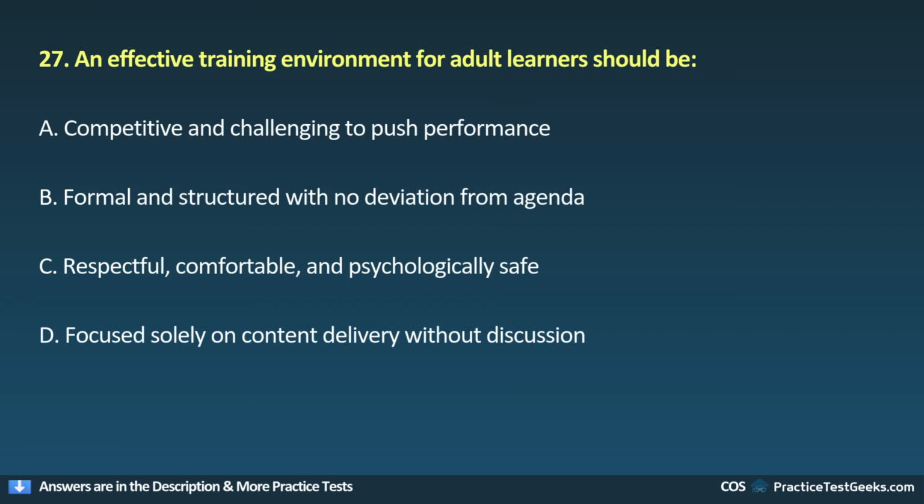27. An effective training environment for adult learners should be A. Competitive and challenging to push performance. B. Formal and structured with no deviation from agenda. C. Respectful, comfortable, and psychologically safe. D. Focused solely on content delivery without discussion.